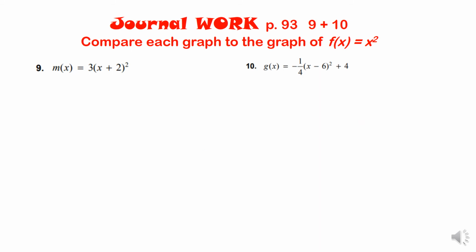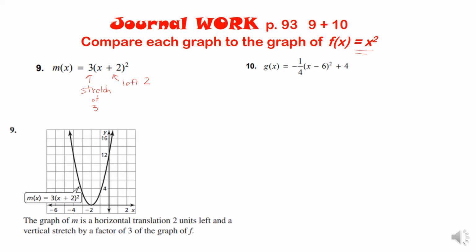Okay, so here's some journal work, and we're going to compare the graph. So first of all, we have the basic graph. So what has happened? Well, they've added an a, and we know that the a is a stretch. So we're just going to say a stretch, okay, of 3. And then they want you to say what happened here. So we're going to go left 2. And here's the graph for that one.